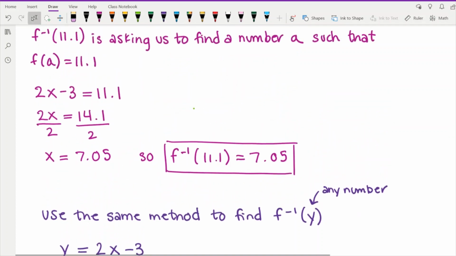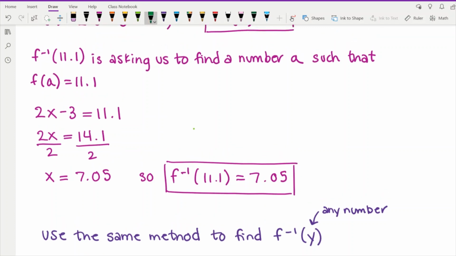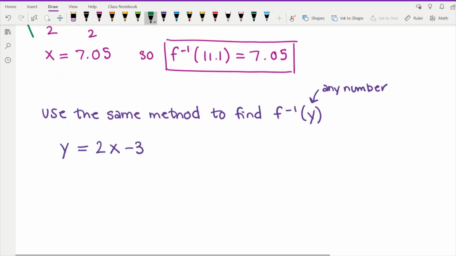So what did we do? Again, when we were trying to find f inverse of 11.1, we set 11.1 equal to our function and we solved for x. And so that's exactly what we're going to do in this case. We're now going to take y and set it equal to our function and still solve for x. So we're going to go through the steps of basically isolating x. So how would we solve this equation for x? Well, we're just going to try to get x by itself. So we're going to add 3 to both sides. And then we're going to divide both sides by 2.